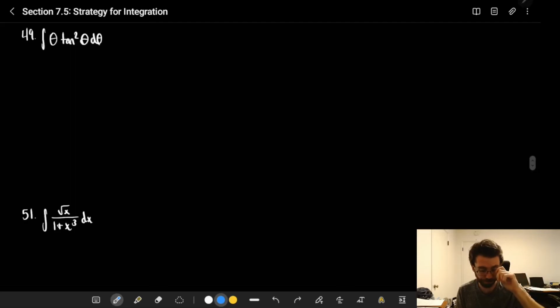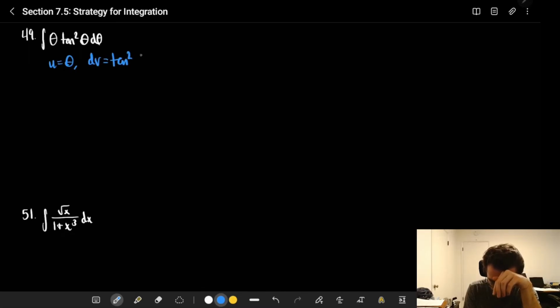Number 49. This immediately screams integration by parts, just because I have like this thing which I can set as u and this as dv. Do I want to integrate tangent squared? Maybe. I mean, let's see what happens. U equals theta. dv is tan squared theta d theta. So du is d theta.